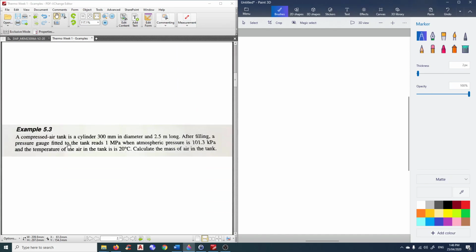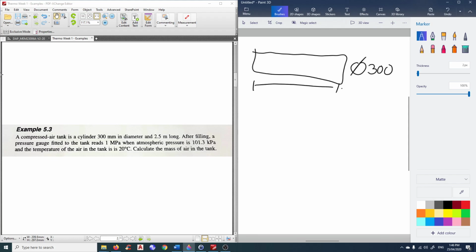Example 5.3. So in this example, we have a compressed air tank, which is typical. So we have a tank. Draw a tank. So the tank here is 300 diameter and it is 2.5 meter long.